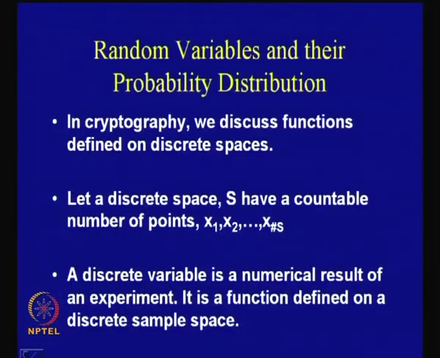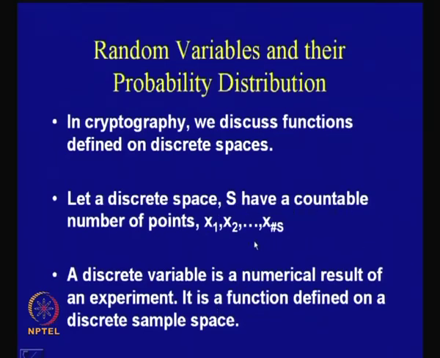It can run from x1 to x2 till x_#S, where #S is nothing but the number of elements in the sample space. For each of these sample points, we define a probability. First of all, we define something called a random variable, and then we say that this random variable can take such and such possible values, and then we assign a probability for this random variable.